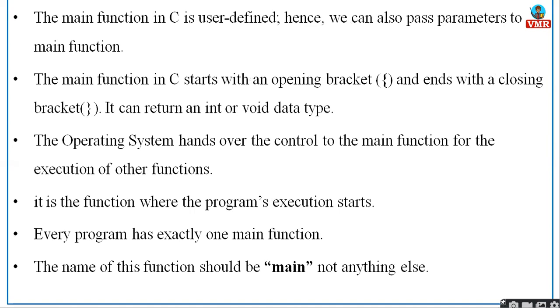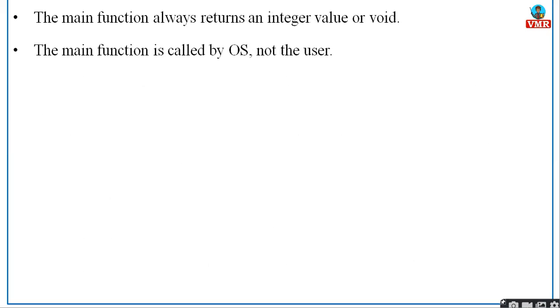Always your main function will take the lead in starting the execution, and the name of this function should be main only, nothing else. Whether it is a Java program or C++ code, your program will always start with main. Next, the main function always returns an integer value or void. In the previous conversion program, I had used int main, and I had given return 0 as the last statement. If you are using void, nothing is going to be returned.